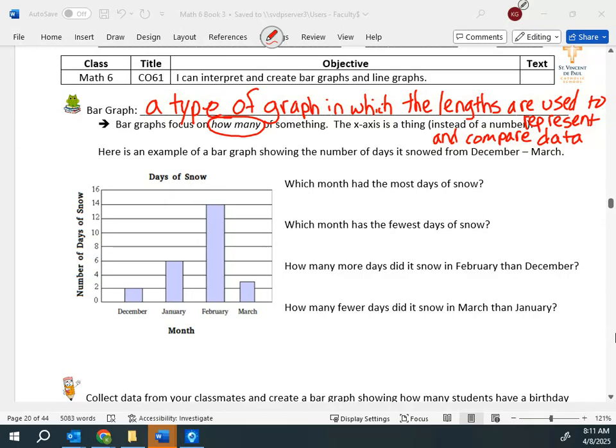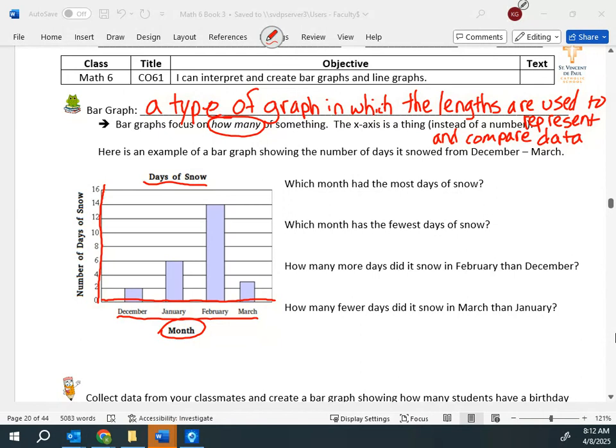The x-axis is a thing instead of a number. So on these graphs, we still have our x-axis and our y-axis. So we still have those like we had when we were graphing on our graph charts. Now we're looking at it with a different type of graph. So here's an example of a bar graph showing the number of days of snow. It snowed from December to March. And we can see that we have our labels.